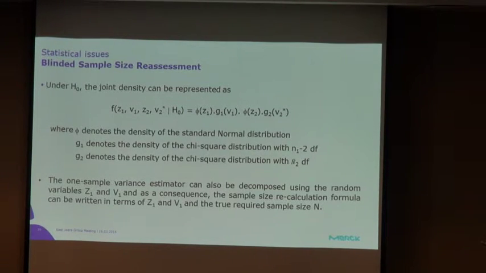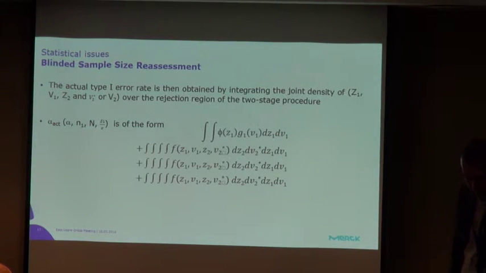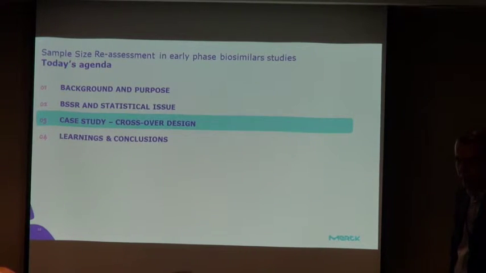So from there, you have your joint density distribution, and you can as well decompose the variance estimator using Z1, V1. And so the sample size recalculation can be based on Z1 and V1 and the true required sample size. And so from there, you can come to the actual type 1 error rate. And so they come to an actual alpha, which is the actual type 1 error you might choose to account for the inflation of the type 1 error. Okay? Quite technical, we go with an example.